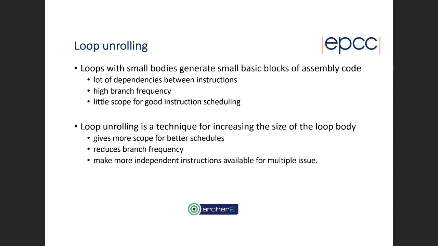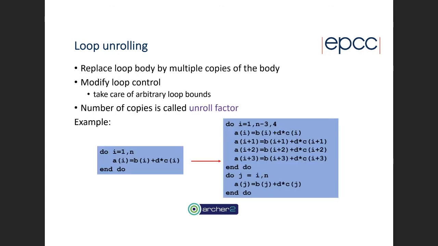So what loop unrolling is, it's a technique for increasing the size of the loop body to both give more scope for better scheduling and also to reduce the branch frequency and make more independent instructions available for multiple issue. So what's happening here is basically the compiler is replacing the loop body by multiple explicit copies of the body. And then you also have to modify the loop control and take care of the bounds and so on.